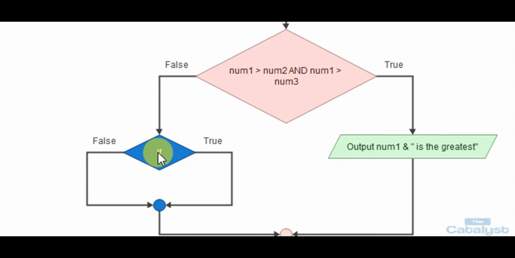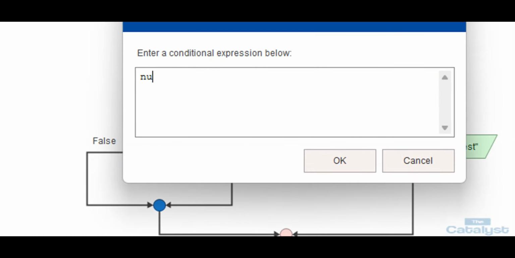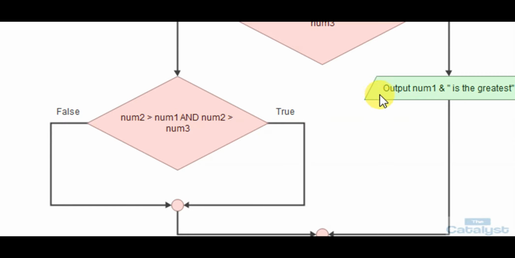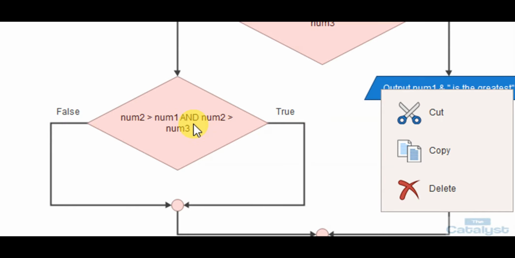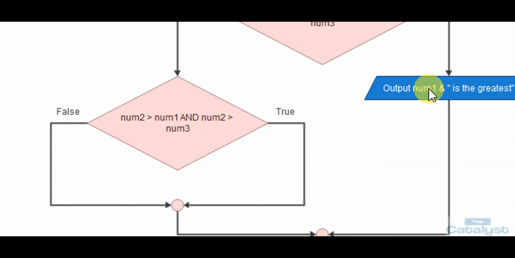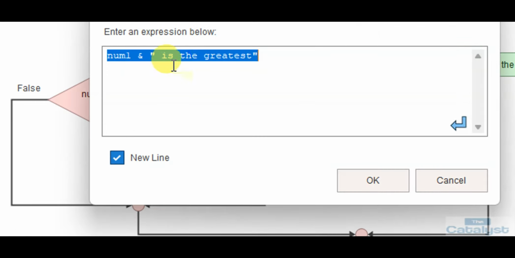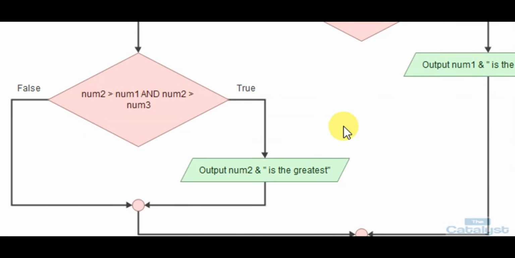Now, what is going to be the condition? This time we'll test if num2 is greater than num1 and if the same num2 is greater than num3. If num2 is the greatest, then we'll copy this output here, paste it here, and modify. I don't have time to be typing. Instead of num1, it's going to be num2 is the greatest. That's the message I'll send.